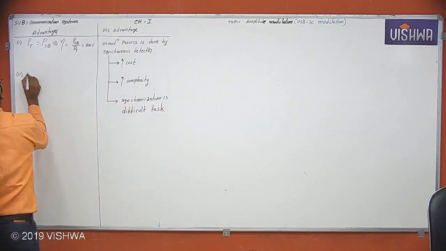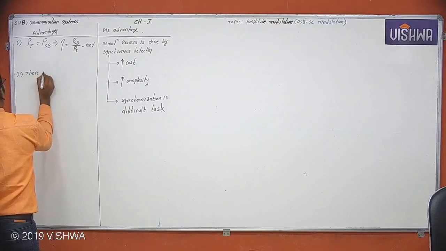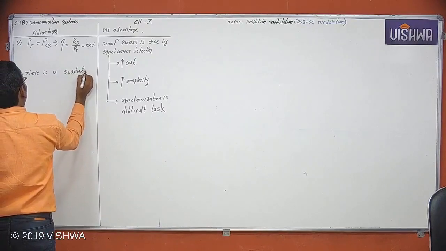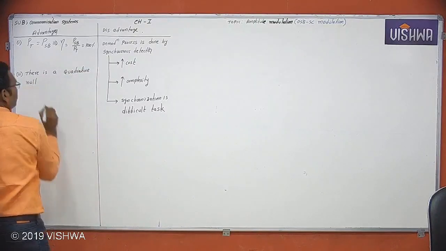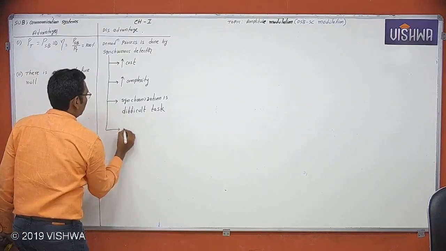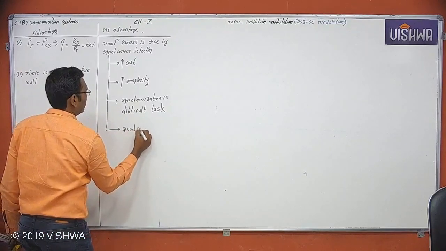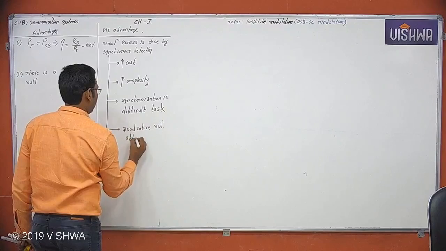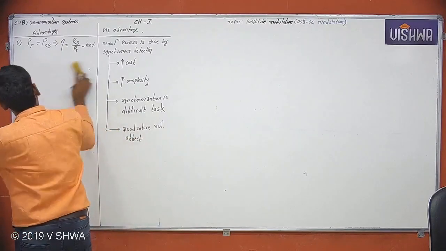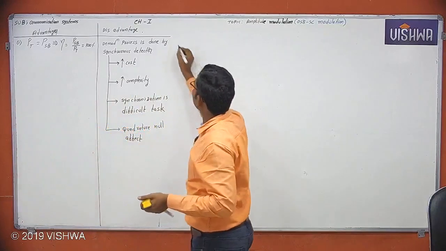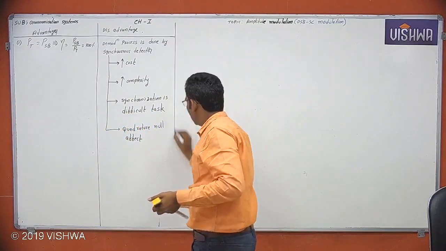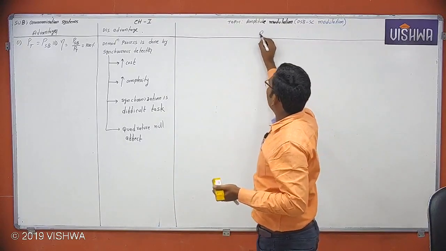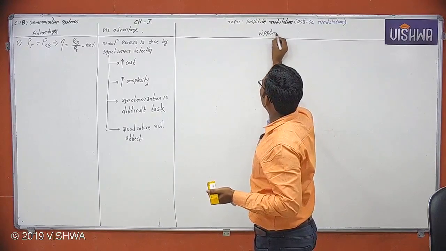Now there is a quadrature null effect. Quadrature null effect. All these are the disadvantages. Okay. Now, what are the main applications? The main advantage will be considered as applications, right?